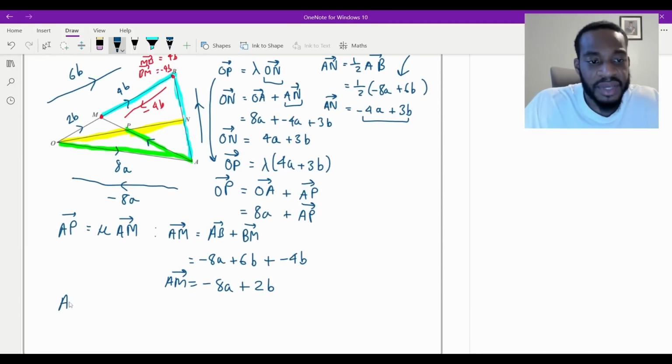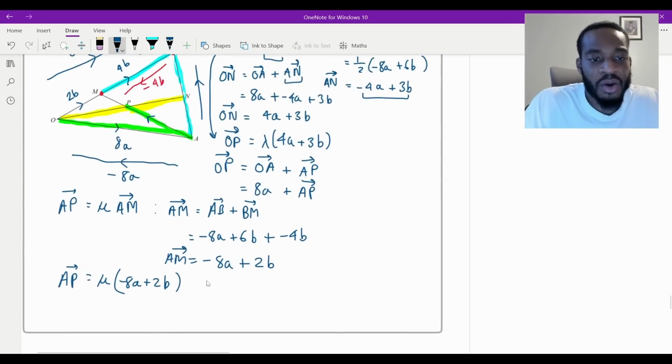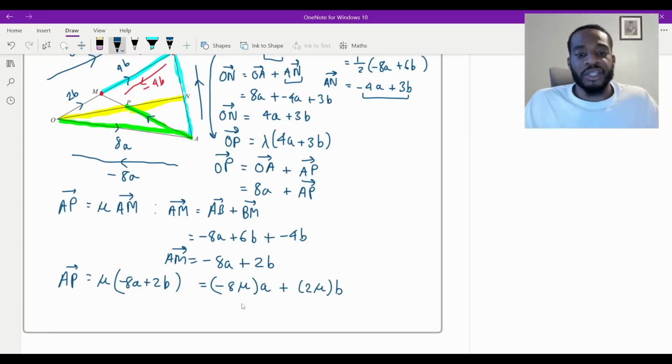And I can say that A to P is just going to equal mu, some multiple of minus 8A plus 2B. And then I'm just going to expand that out just so it's super neat. Remember, A and B are vectors. So I'm going to do minus 8 mu, and I'm going to put a bracket like this, A, plus, and then I'll put another bracket, 2 mu, and then B, just so it's clear to see what the multipliers are for A and B. So now I've got A to P.